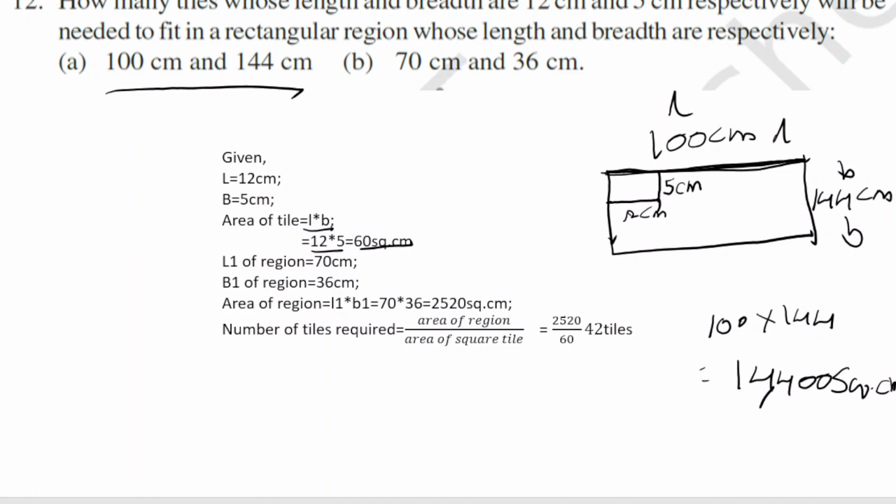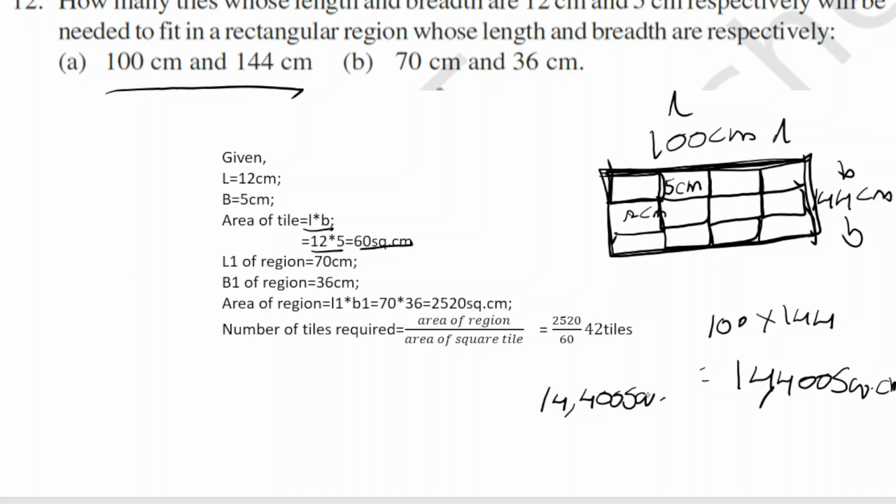And you know that the number of tiles required is equal to the area of the region by the area of the tile. This region must be covered with square tiles. All the area of this region must be covered with tiles. Here the area of the region is 14,400 square centimeters, divided by the area of the tile, which is equal to 60.